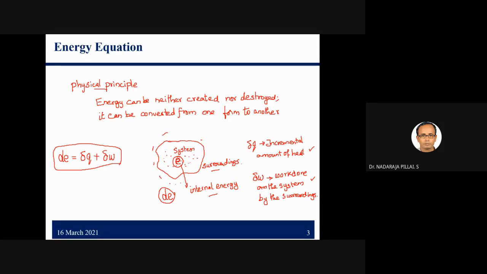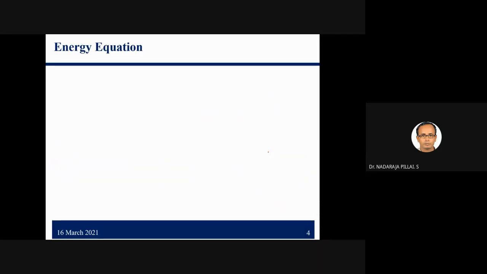Right? So this is actually the statement of the first law of thermodynamics. Anyway, we will discuss. Now, you have a system, you have surroundings, you are supplying heat, and there is a work done, and there is a change in internal energy. Let us apply this to the fixed control volume, right?